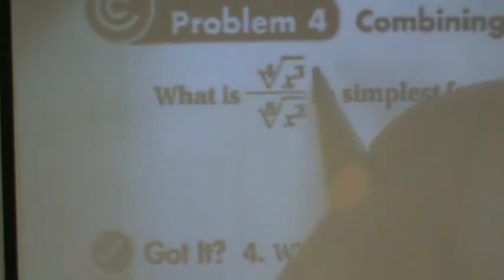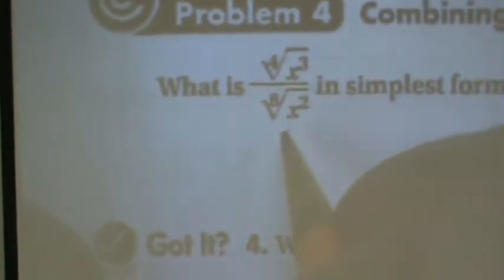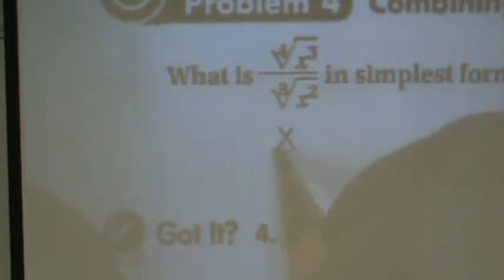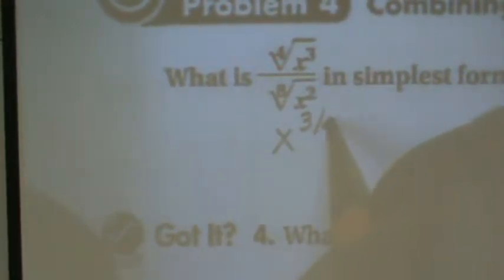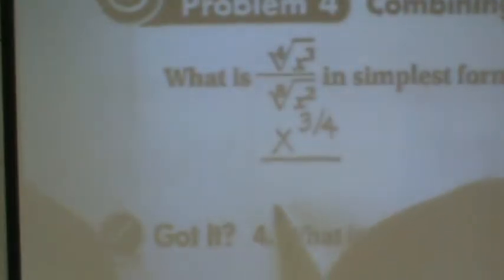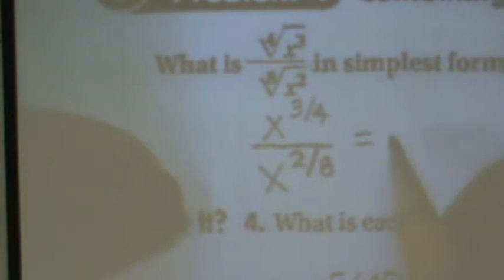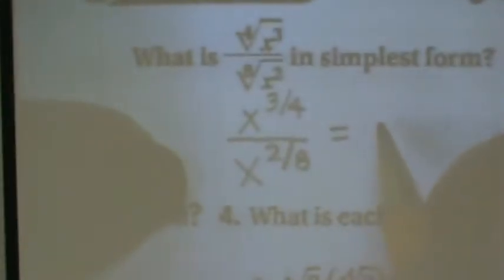So what you're going to do is convert. How do you convert the 4th root of x to the 3rd? How do you convert it to a rational exponent? X to the 3/4. Thank you, Alex. How do you convert the 8th root of x squared? X to the 2/8. So you're just putting it in exponential form. And now another name for 2/8 is 1/4. 2 8ths is 1/4.